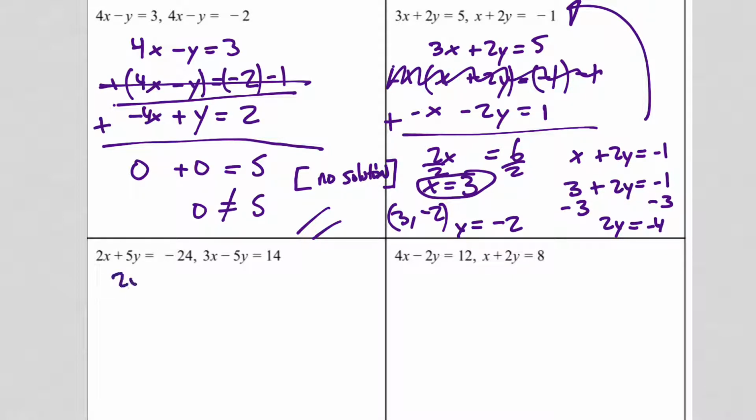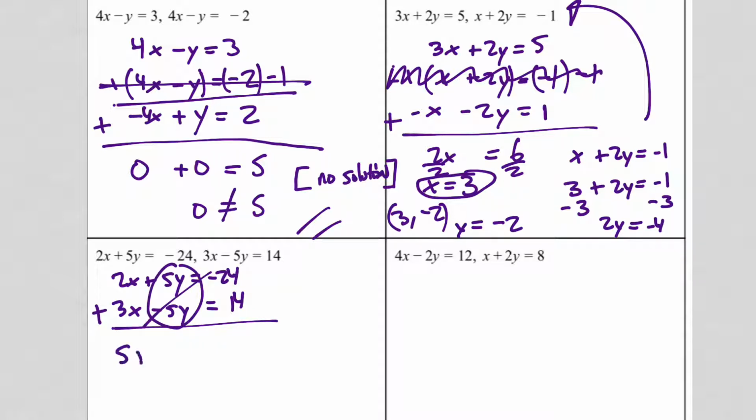So this example, if I have 2x plus 5y equals negative 24, and 3x minus 5y equals 14. Oh, nice. I don't have to do anything to these to get the y's to eliminate. Add them together. 5x equals negative 24 and positive 14. That's a negative 10. Divide by 5. x is equal to negative 2.